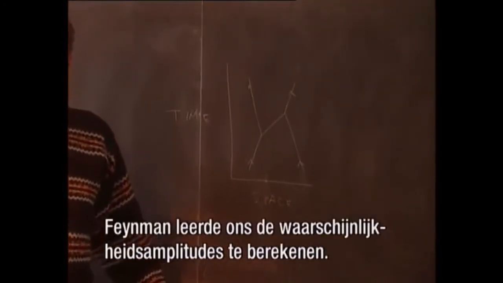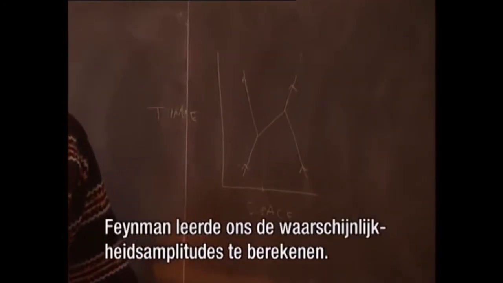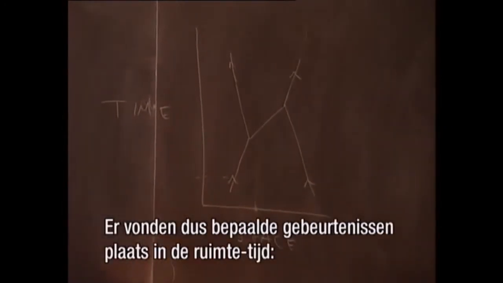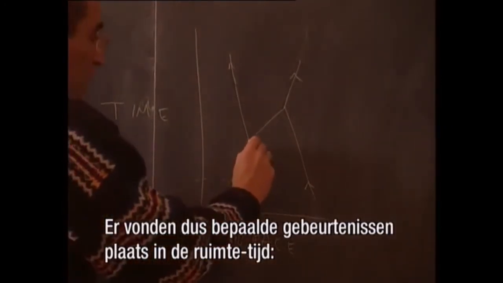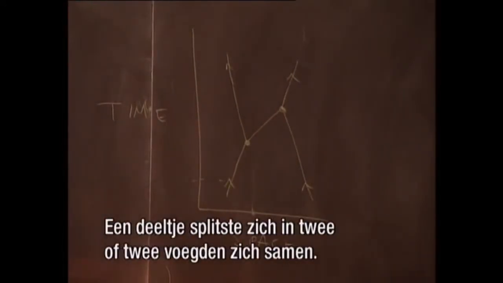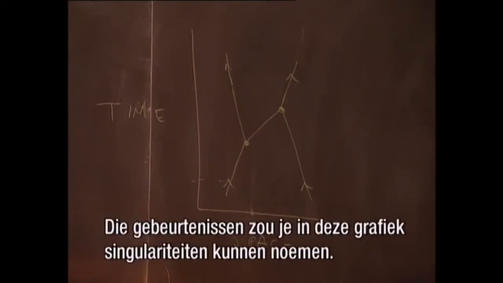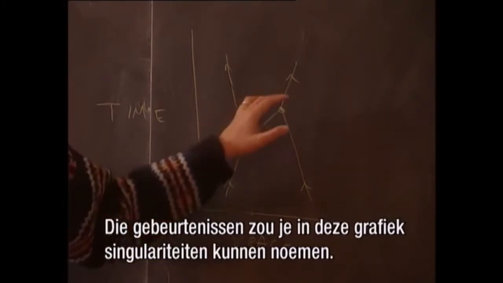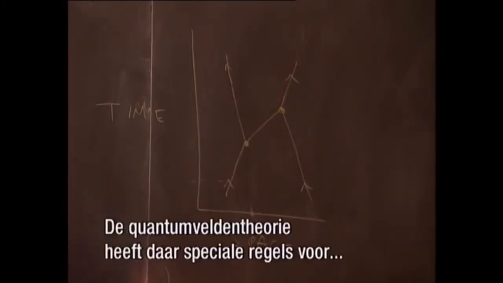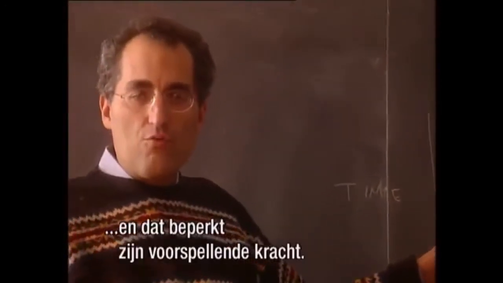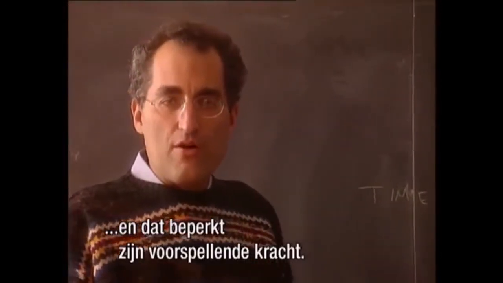And Feynman taught us how to calculate quantum mechanical probability amplitudes for every such picture. Well, the thing about them is that everyone will agree that there were definite space-time events where something happened. One particle broke into two, or two particles joined into one. And those events are what you might call technically singularities in this graph. They're distinguished events. And standard quantum field theory needs special rules for what happens at those singularities, which is the basic limitation of its predictive power.